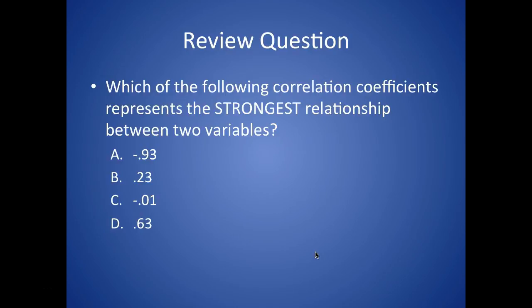Of the following correlation coefficients, which one represents the strongest relationship? Again, strongest means the absolute number. Minus 0.93 is the answer, but it's the 0.93 that actually makes it the strongest relationship.